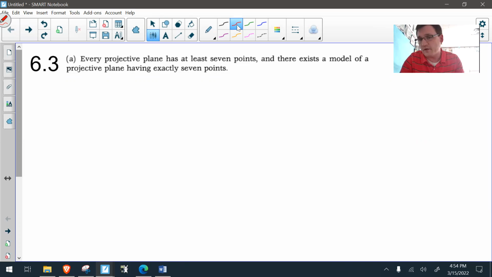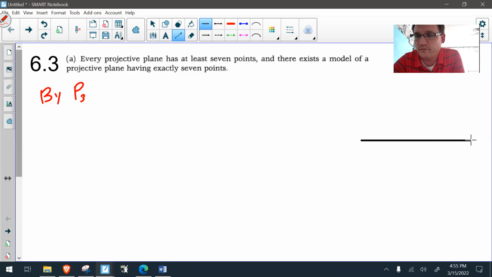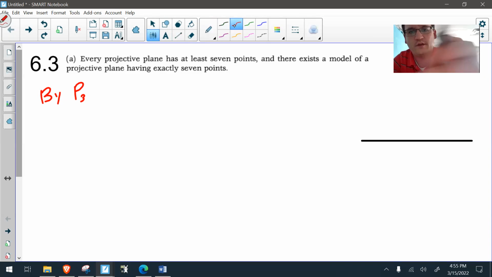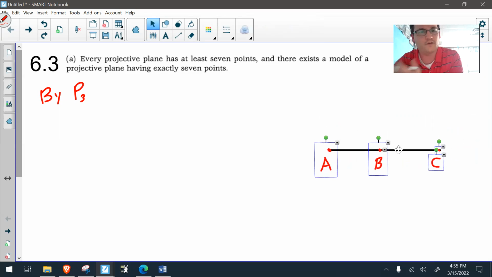Okay, so right off the bat, in the projective plane, by P3, the projective axiom 3, every single line has to have 3 points. So if I draw a line down here, this line has to have points A, B, and C. So there are the 3 distinct points. Right off the bat, we already know that our projective plane has a minimum of 3 points. So we're going to slowly build up. We're going to go with 4 and then 5 and so on and so forth.